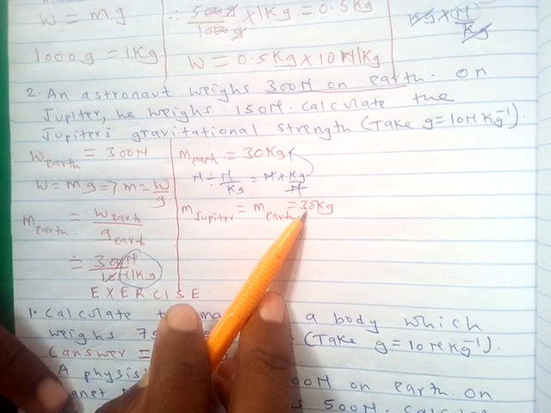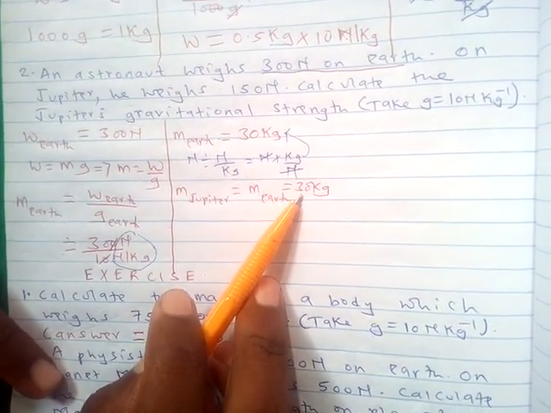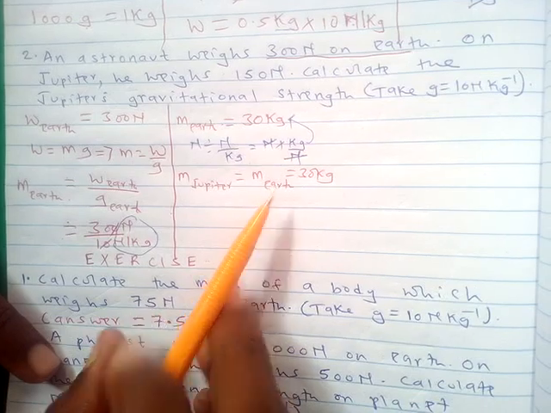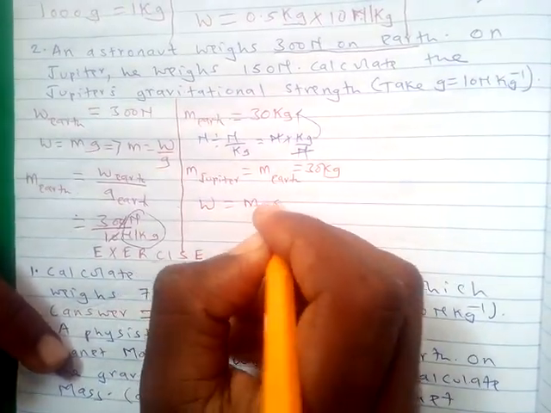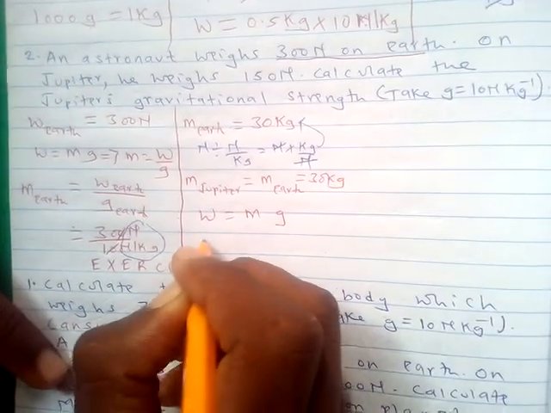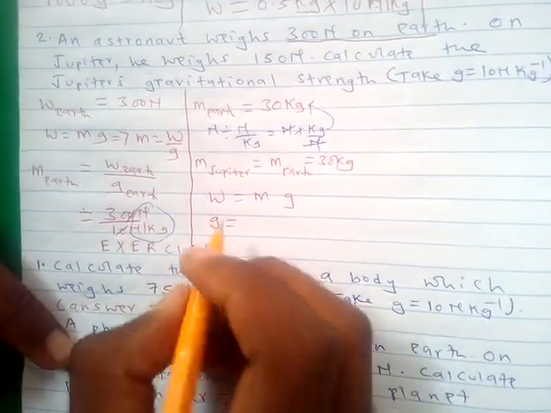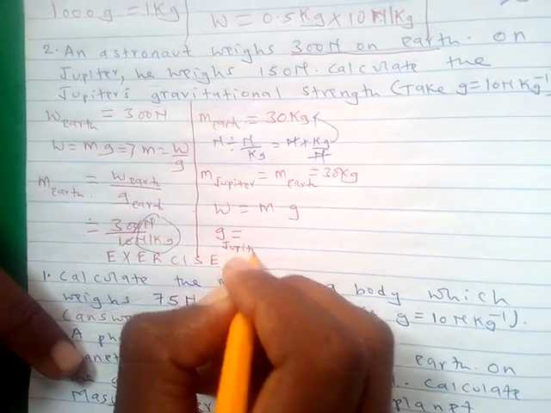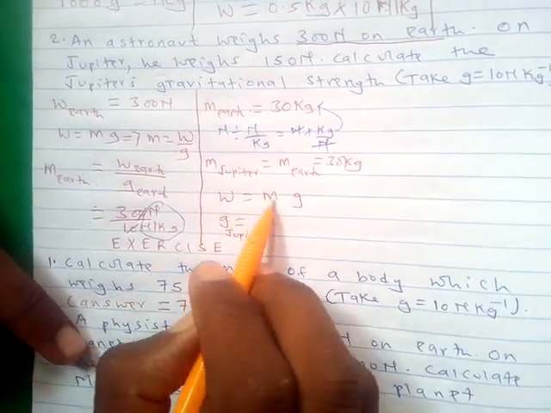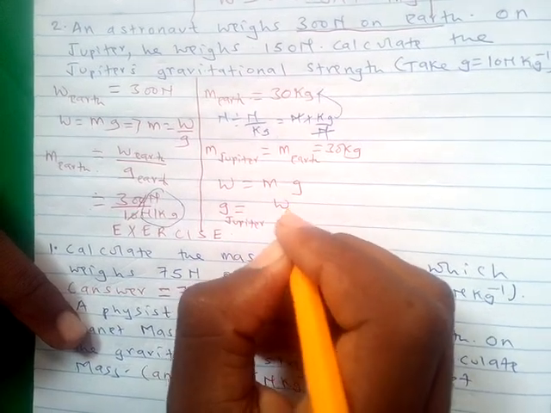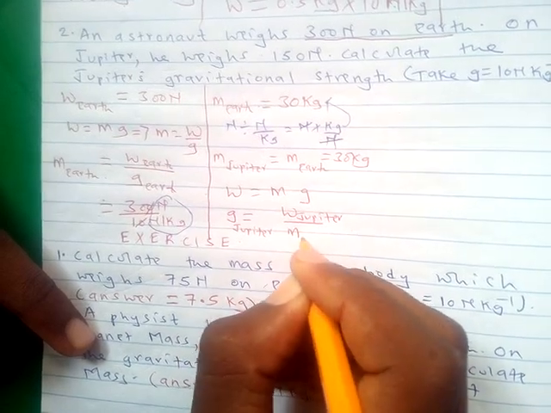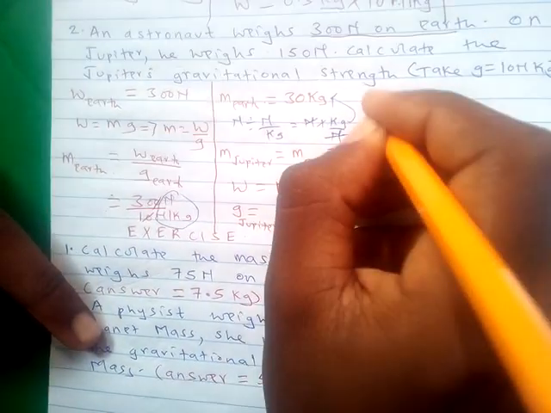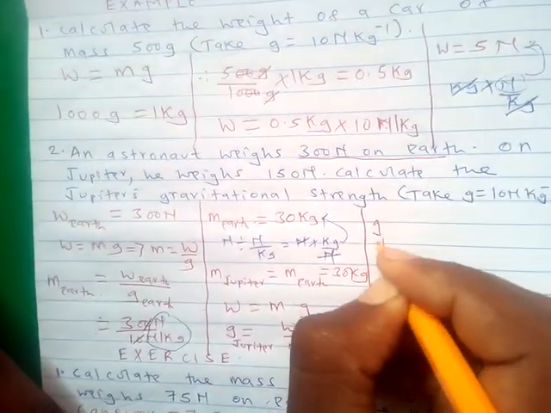The reason is because mass is constant everywhere. So if we have the mass of the person, and we need the weight, remember the question wants us to find the gravitational field strength. So weight is equal to mg. So if we want the gravitational field strength of that person on Jupiter, that is g on Jupiter, if I divide both sides by m, I'll have W Jupiter over mass on Jupiter, so that we have the gravity on Jupiter.